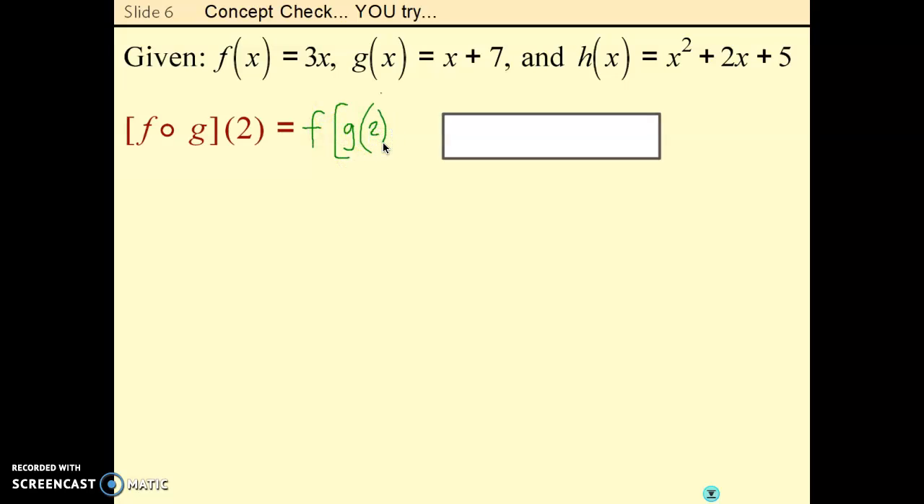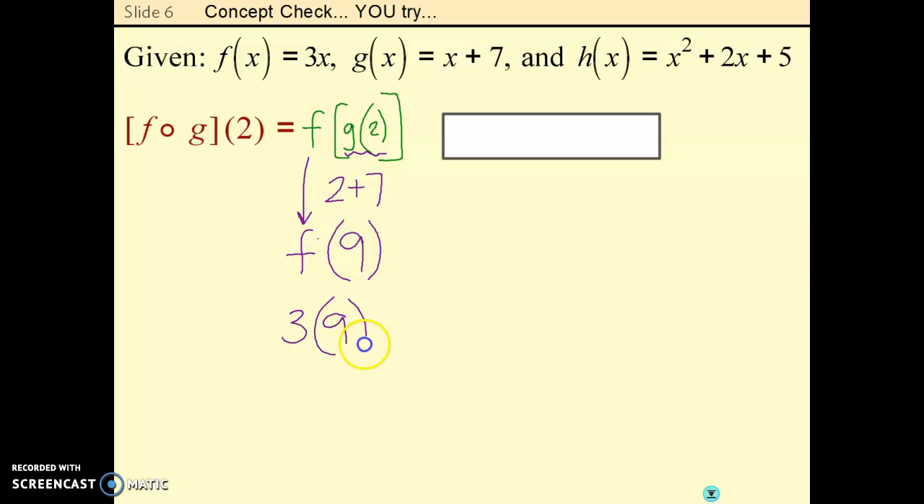I'm using 2 as the input, and I'm going to input that into the g function. So I'll take 2 plus 7 to get 9. Now that answer I'll put into the f function. So I'll take 3 times 9 to get a final answer of 27.